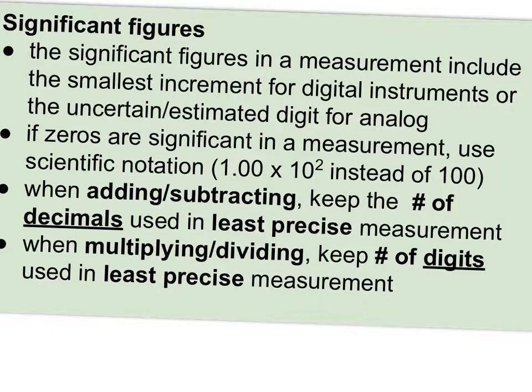And the rules for carrying forward significant figures are pretty straightforward. When you add and subtract, you keep the number of decimals used in your least precise measurement, whereas when you multiply and divide, you keep the number of digits used in the least precise measurement.